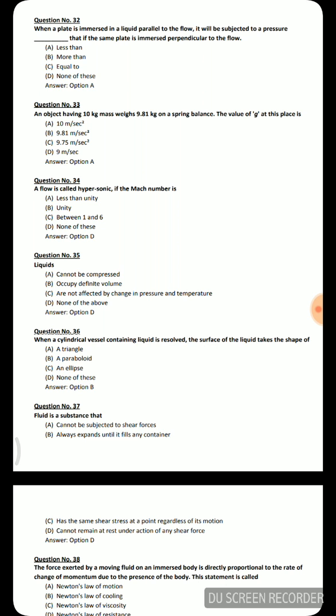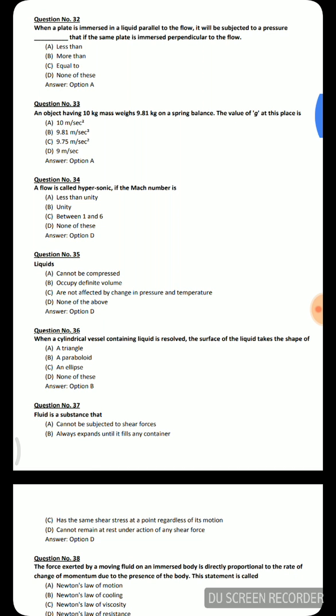Next question. A fluid is a substance that: option A, cannot be subjected to shear forces. Option B, always expands until it fills any container. Option C, has the same shear stress at a point regardless of its motion. And option D, cannot remain at rest under the action of any shear force. So option D holds true in this case. If we apply shear force, it will not at all remain at rest. That is also the reason if we spill the water, then it spreads, because shear force is applied.